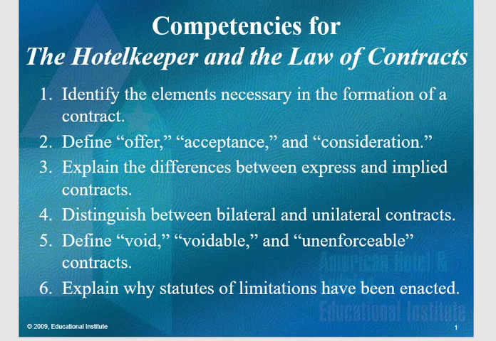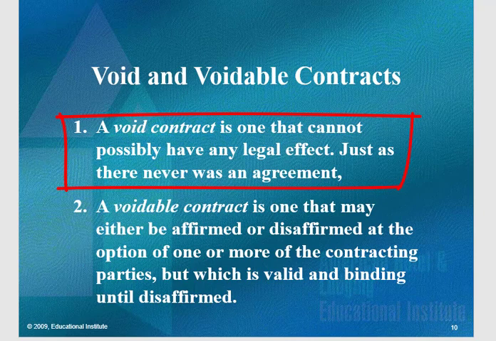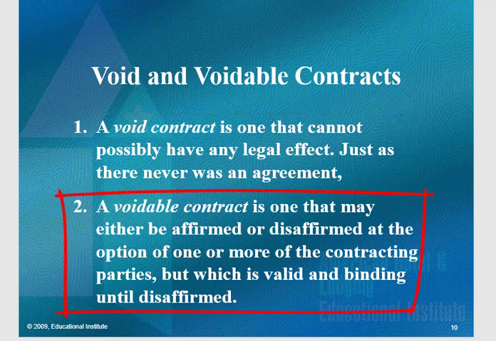The first term there is void, and again, we'll go back to our example of murder for hire. Some contracts are void on their face, and they have no legal effect whatsoever. So if the contract is for something that is illegal, it is void on its face, just as if it never happened. A voidable contract is one that can be affirmed or disaffirmed. So it is potentially enforceable and can become enforceable unless it is voided by one party or the other.